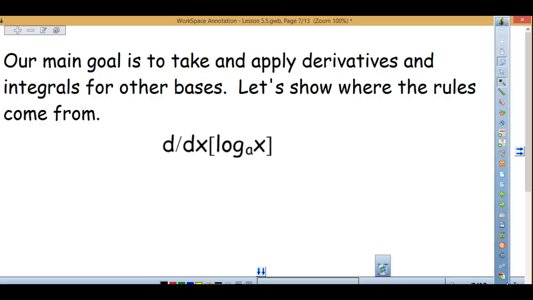So what we're going to do is go ahead and start with log base a of x, just to kind of pick one to get going with. So the first thing we're going to do is use change of base formula to get this to something that we know how to use. So I'm going to say natural log of x over natural log of a.